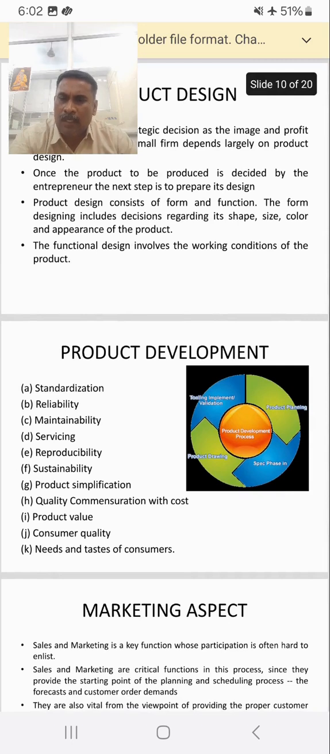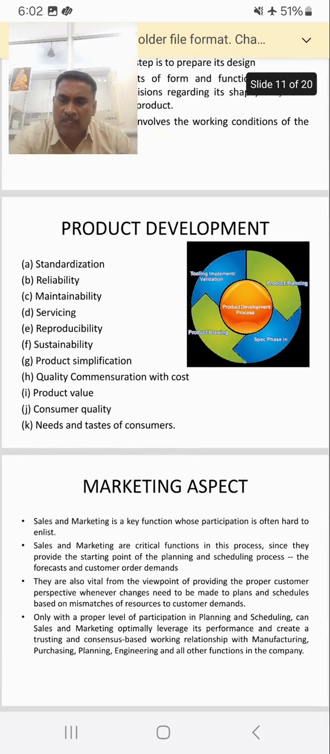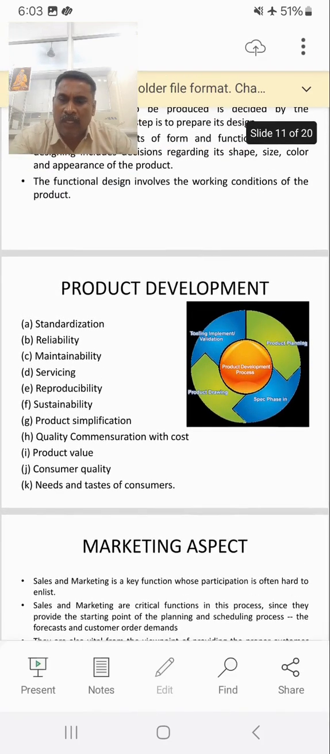After the product design, product development will do its functions. It is based on standardization, reliability, machinability, servicing, reproducibility, substitutability, product simplification, quality consumption, product value, consumer quality and need, and usability. In such a way the marketing aspects also have to be identified.